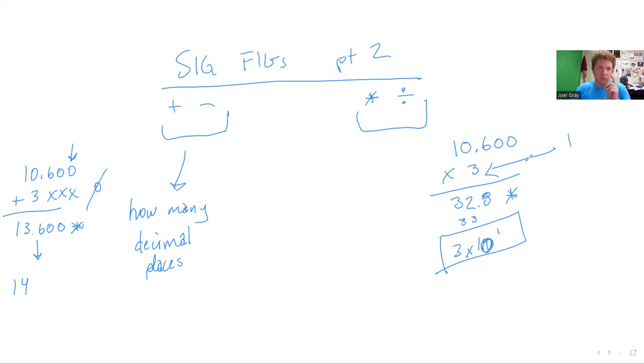So when it comes to addition and subtraction, fewest number of decimal places. When it comes to multiplication and division, fewest number of SigFigs. So I'm going to rebrand that as fewest.